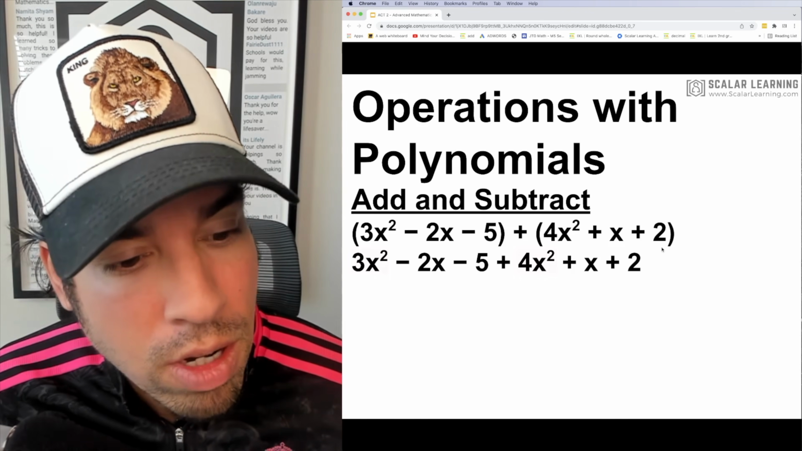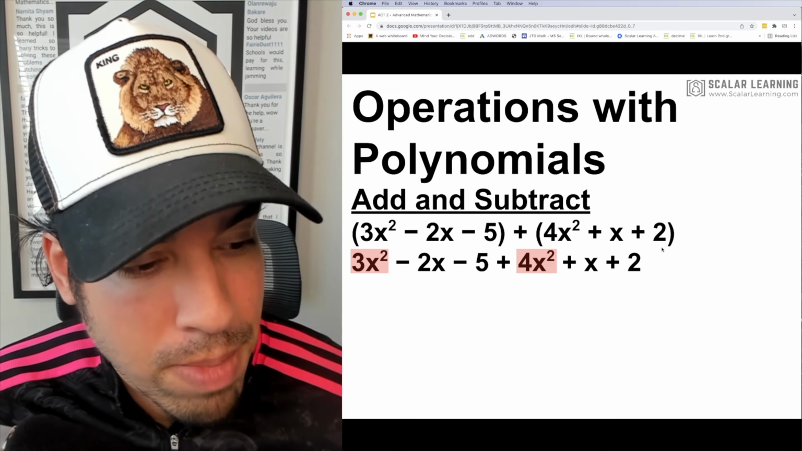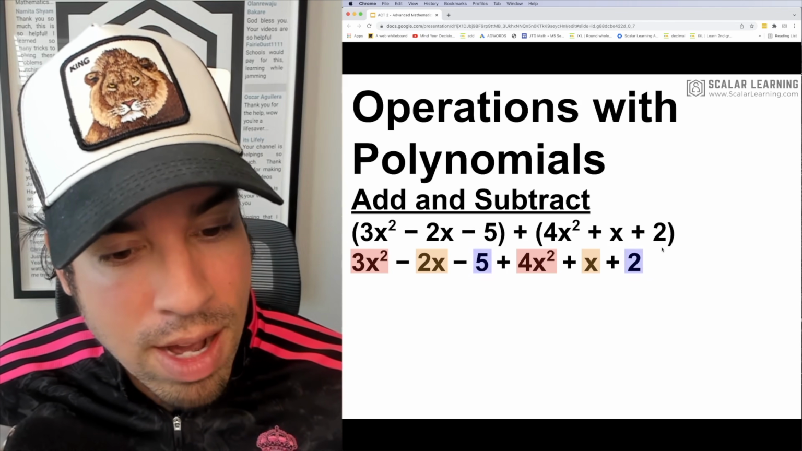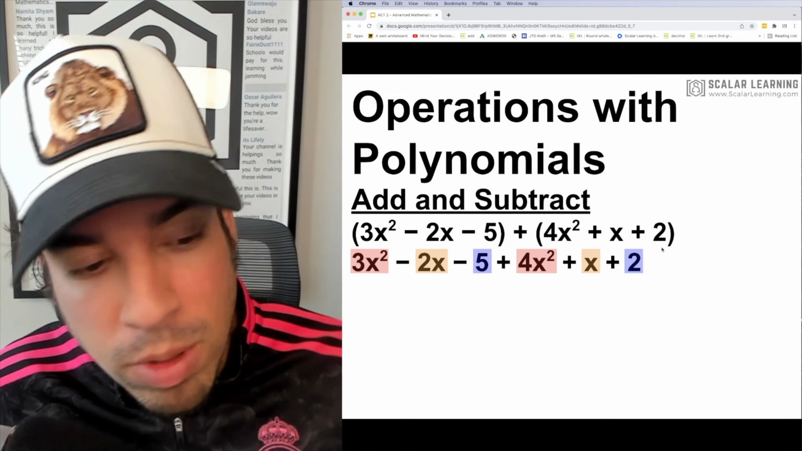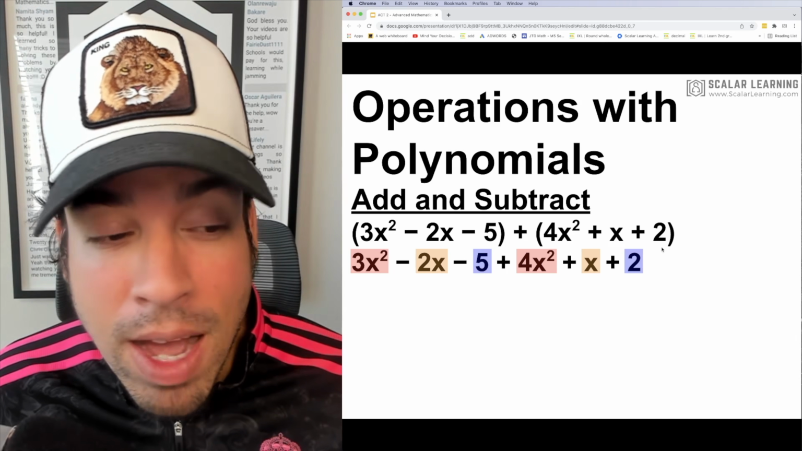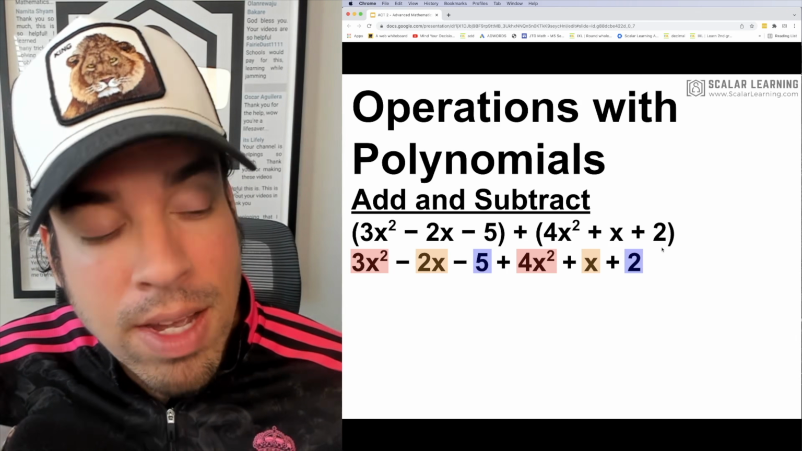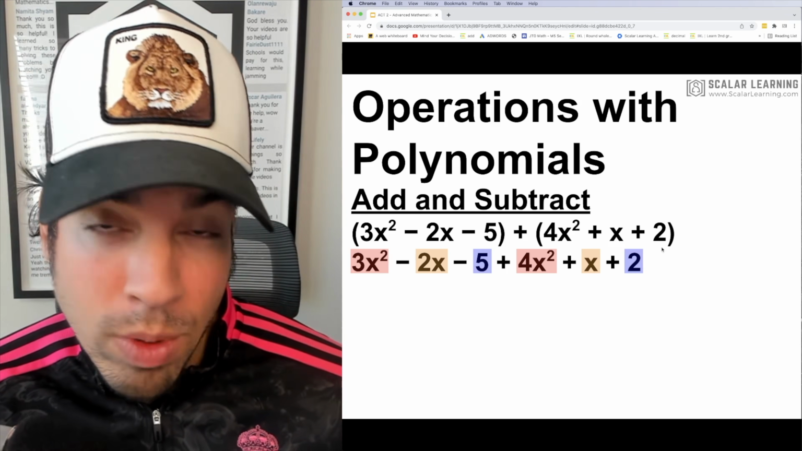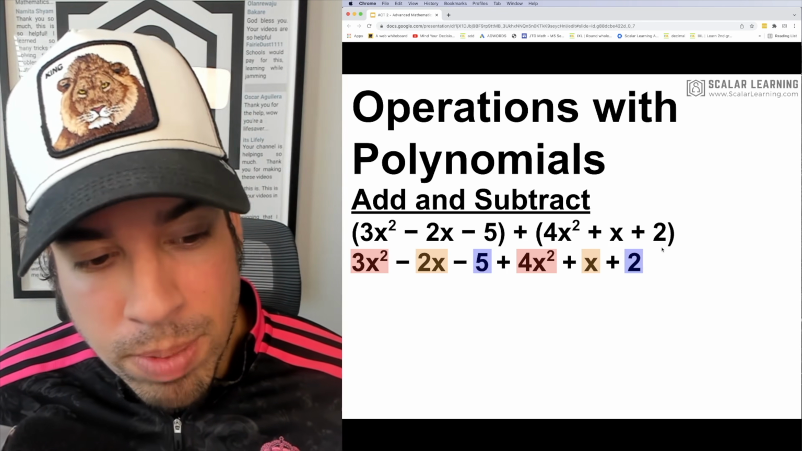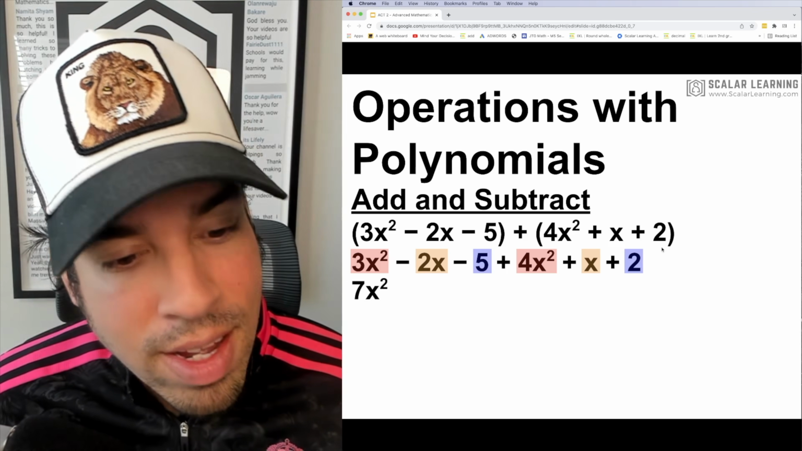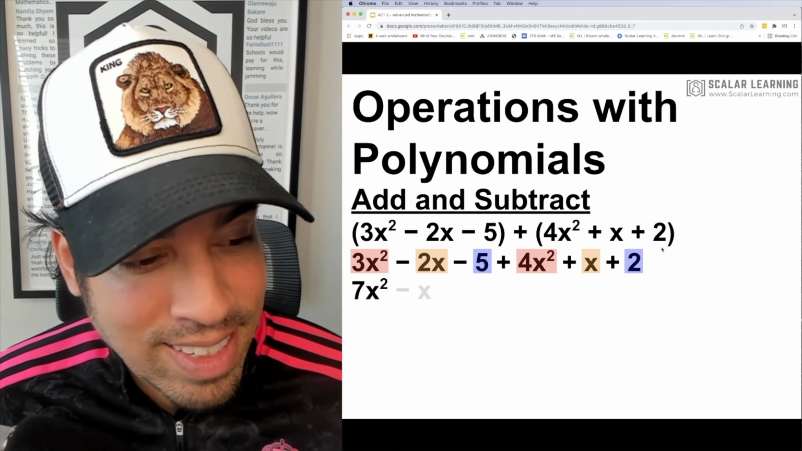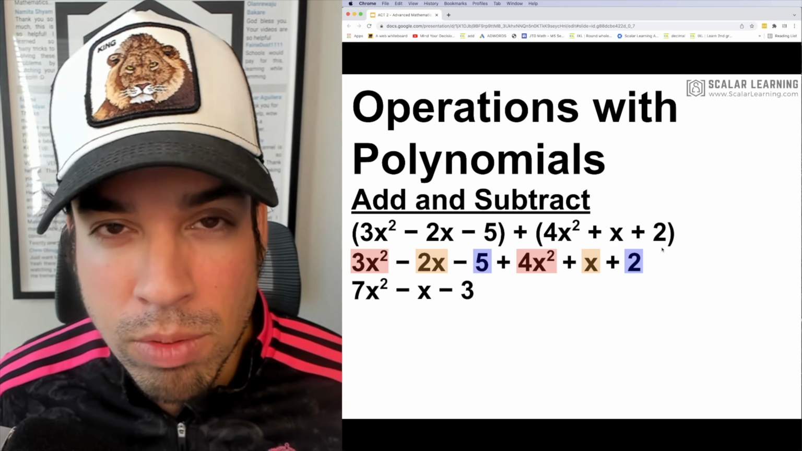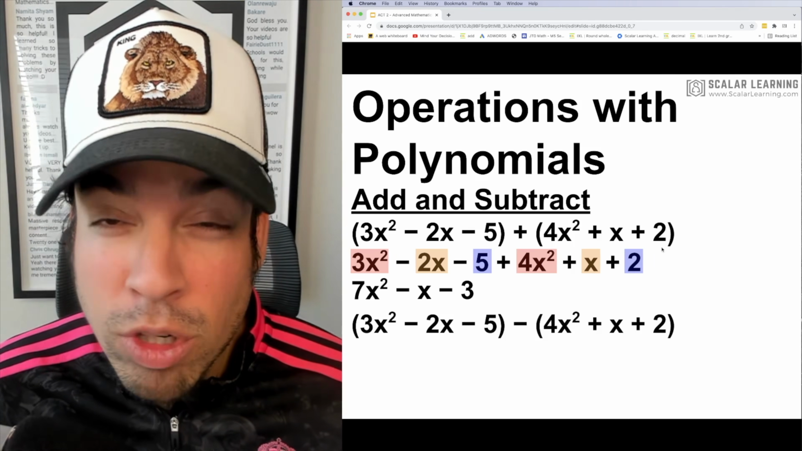So now check this out. These guys match up, we're going to combine those. These guys match up, and we're going to combine those. And of course, the constants match up, and we're going to combine those. But don't forget that minus with the 5 actually sticks to the 5. That minus with the 2x actually sticks to the 2x. So that's a negative 2x and a negative 5. So 3x squared plus 4x squared is, of course, 7x squared. Negative 2x plus x is negative x, and negative 5 plus 2 is negative 3. Boom, done. Now let's take the same example, but we're subtracting them.